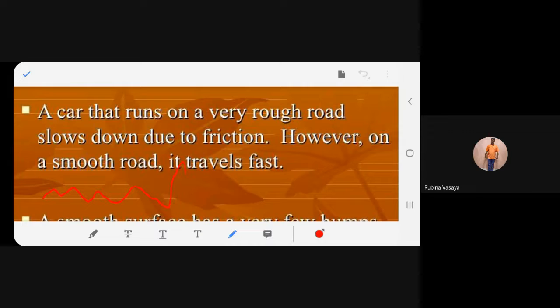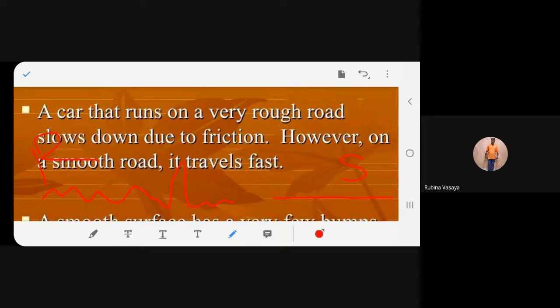Then there's a speed breaker. This is a rough road. This straight one is the smooth road. Now I've drawn it: rough road and smooth road. A car is moving on the rough road. So where is more friction? In the rough road. Exactly. You got the answer, beta.